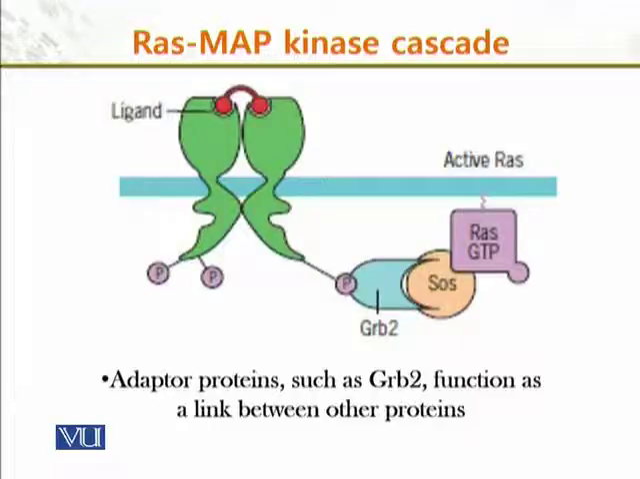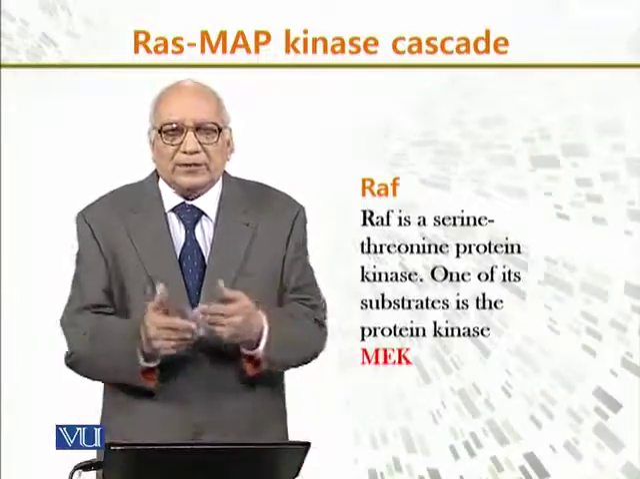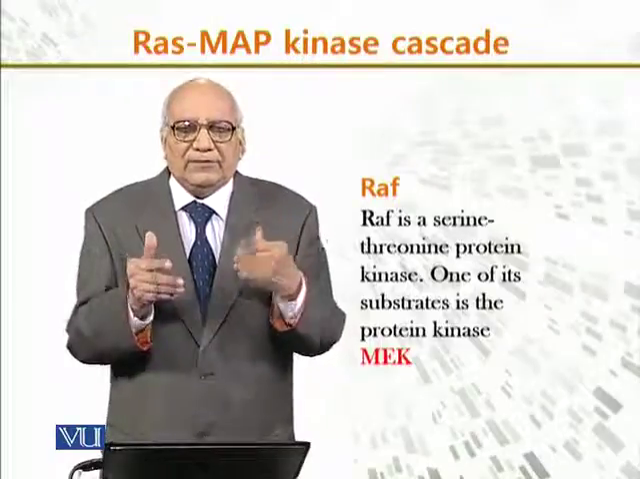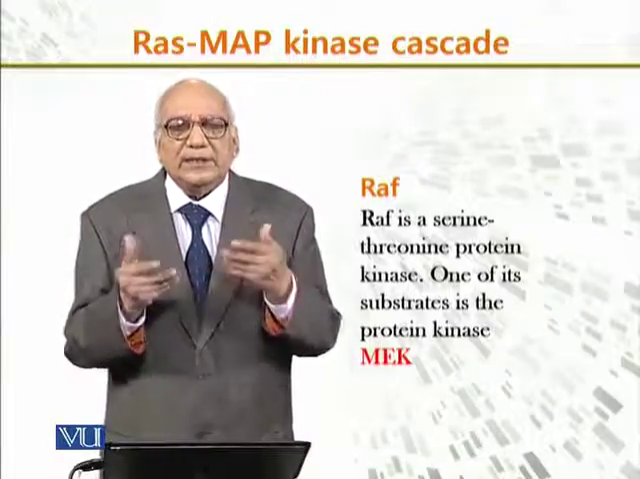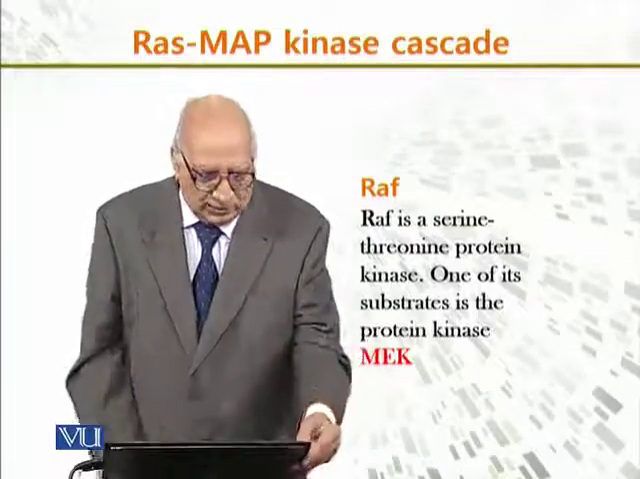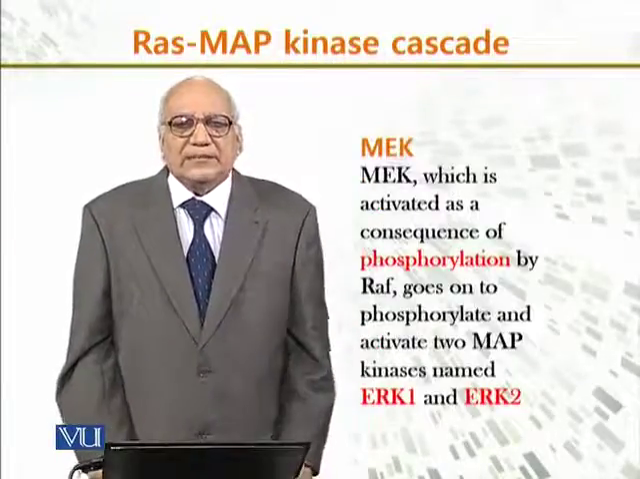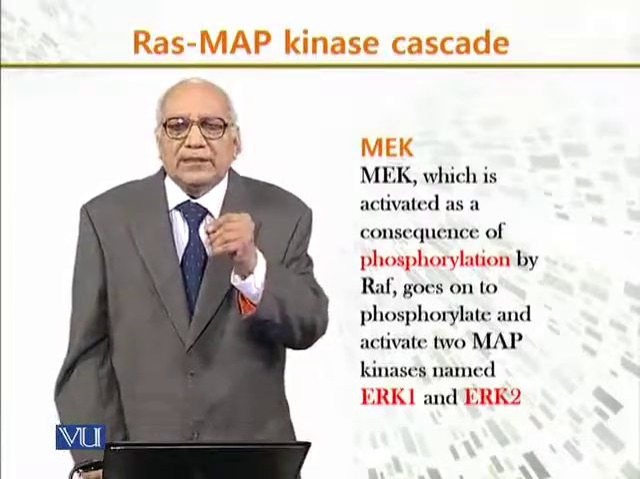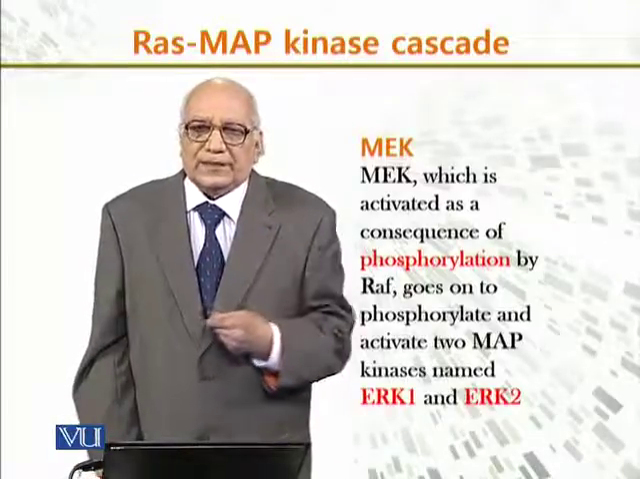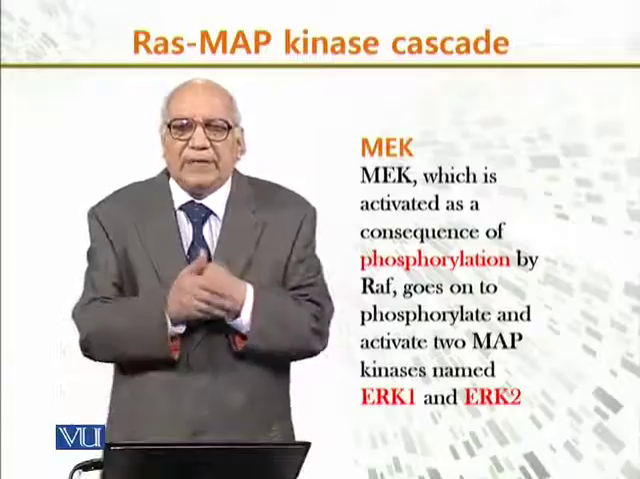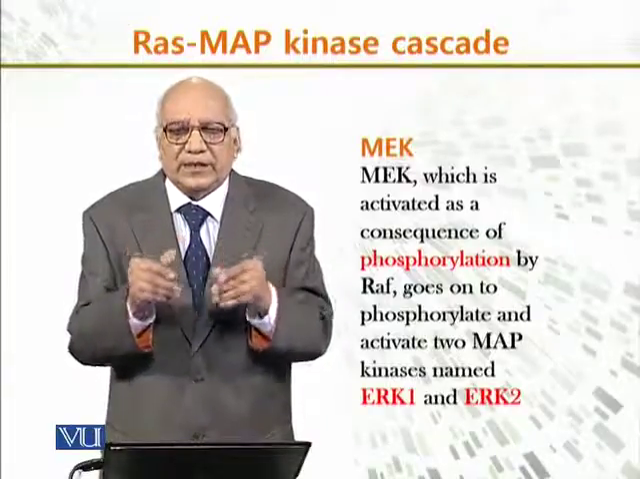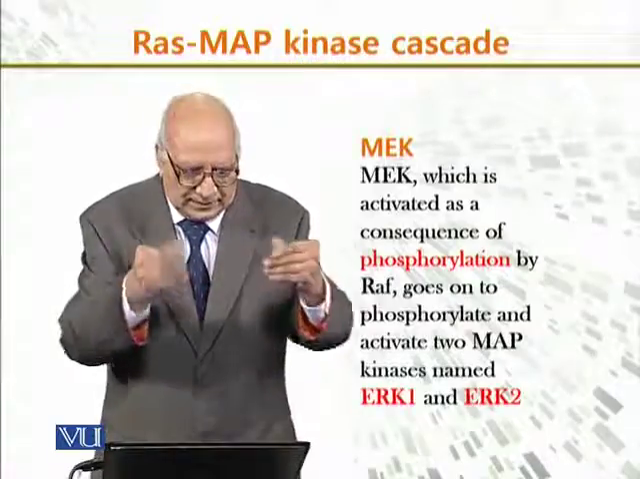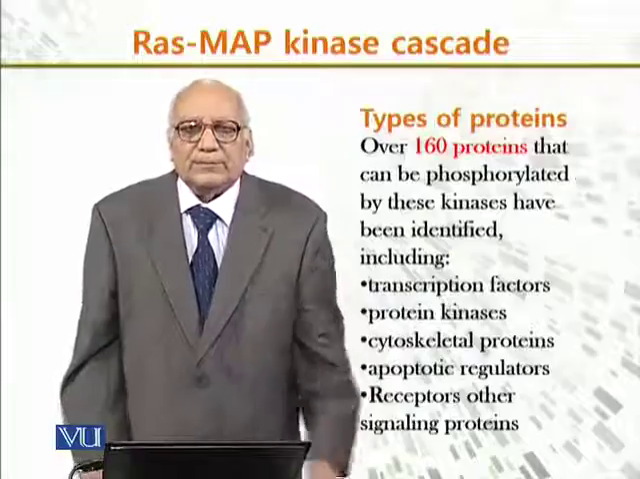RAF is a serine threonine protein kinase. RAF क्या है? इसका ये एक serine threonine protein kinase है, and one of the substrates is the protein kinase MEK, which is activated as a consequence of phosphorylation by RAF, and it goes on phosphorylating and activating two MAP kinases which are known as ERK1 and ERK2, जिनको ये phosphorylate करता है during the process.